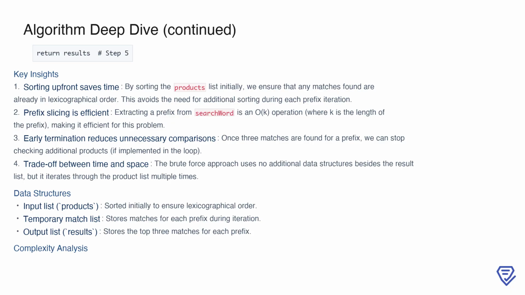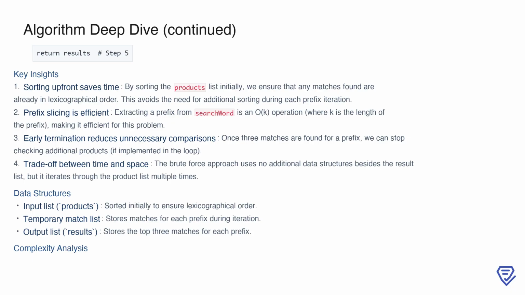Now, let's delve into some of the key insights from this approach. First, sorting the product list up front is efficient because it ensures that any matches we find are already in lexicographical order, saving us from additional sorting during each prefix check. Next, extracting prefixes from the search word is an efficient operation, as slicing a string is linear in the length of the prefix. Additionally, we can optimize the matching process by stopping once we find 3 matches for a prefix, reducing unnecessary comparisons.